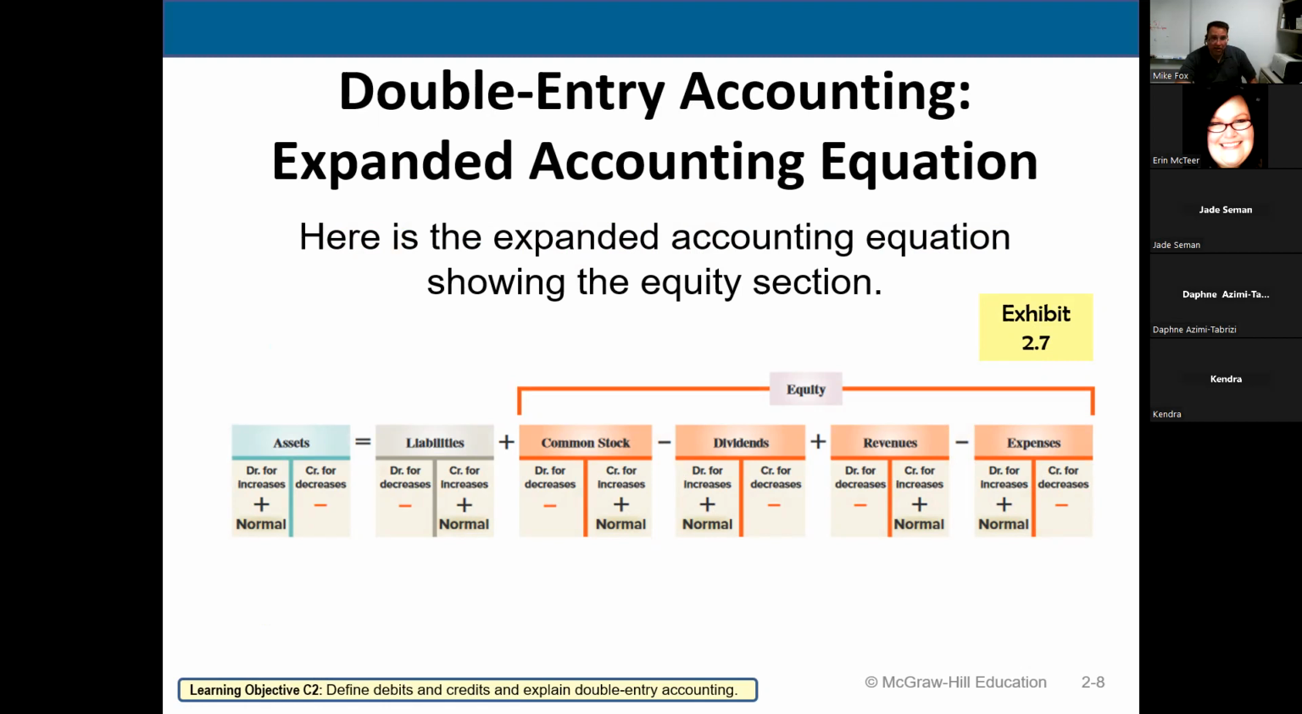And if any of you are actually accounting majors, then when you take intermediate accounting, it never goes away. Debits and credits, I still use them daily when I'm doing accounting type work.